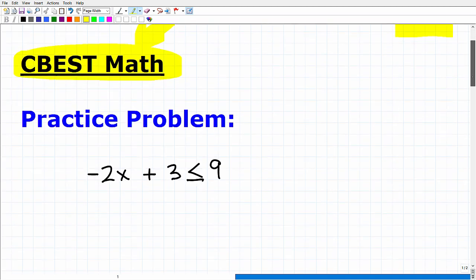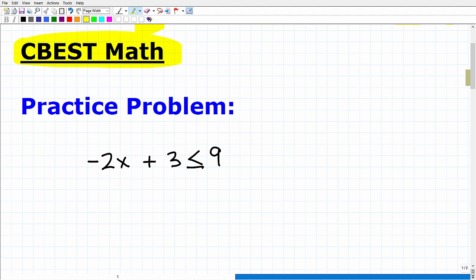So I'm going to, of course, solve this, but I want to give you an opportunity to solve it here in a second. So we have negative 2x plus 3 is less than or equal to 9. If you think you know how to solve that, I'd like you to solve this and then graph the solution. So it's a two-part problem: solve and graph the solution on a number line. If you know what you're doing, go ahead and pause the video and knock out this problem.